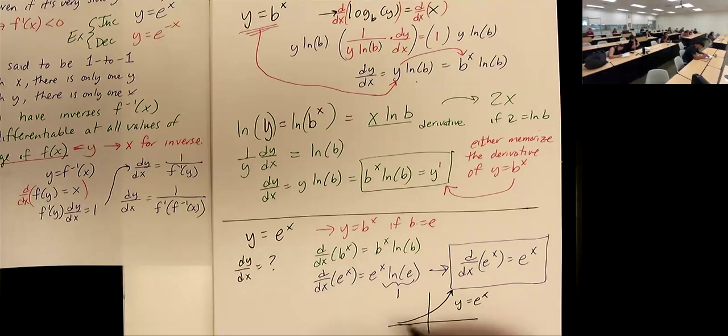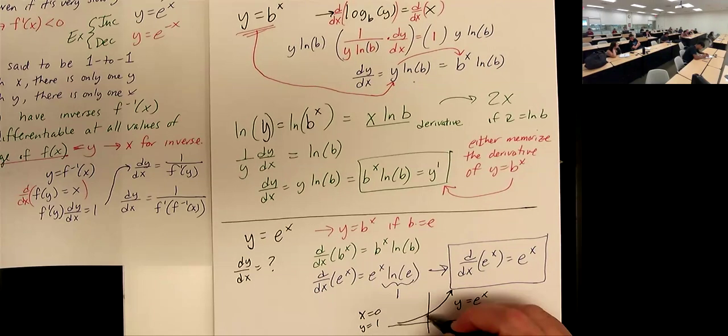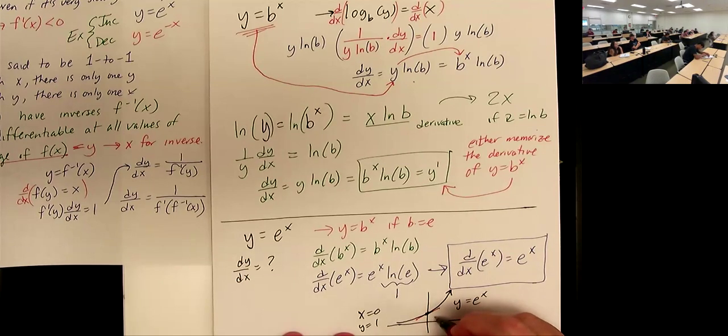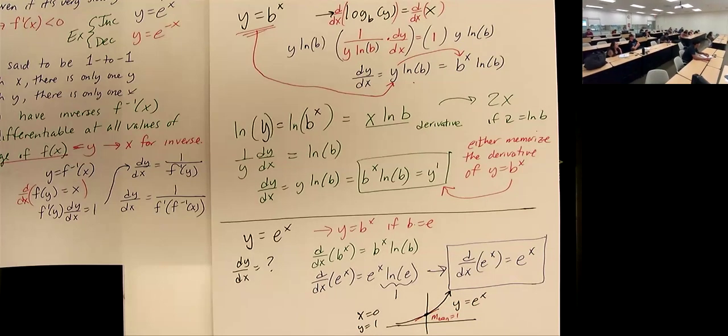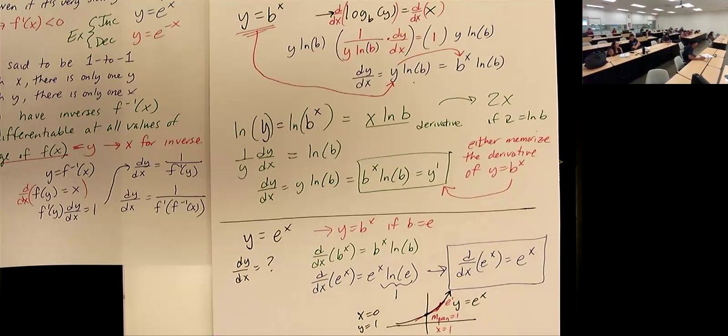So the slope at x equals 0 is, y equals 1 there, so the slope is 1. The tangent line, if we did a tangent line here, the tangent slope would be 1. If you do it over here at like x equals 1, the slope would be e to the 1, or e. It's crazy. That's kind of neat.